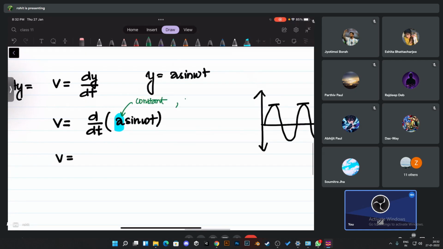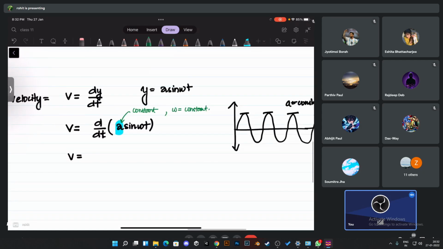Omega is also constant. That means the amount of time taken to go back and forth doesn't change. If today the object is going back and forth taking 2 seconds as the time period, then it will remain 2 seconds, 2 seconds, 2 seconds. So omega is also constant, but of course t is not a constant.